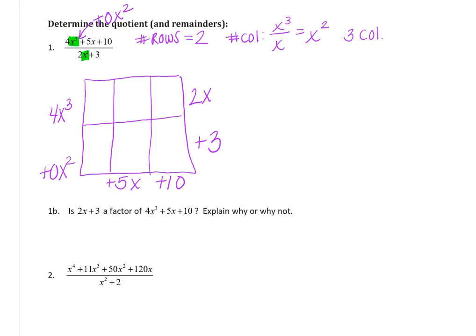The first thing you're going to do is take this 4x cubed and move it into the first slot here. Now you have to think, 2x times something will give me 4x cubed. 2x times 2x squared will give me 4x cubed. Once I have this top number, I can then finish out the rest of this column by using multiplication. 2x squared times 3 will give me a 6x squared.